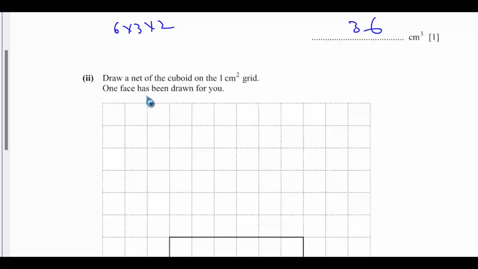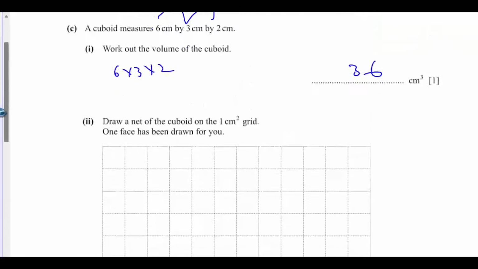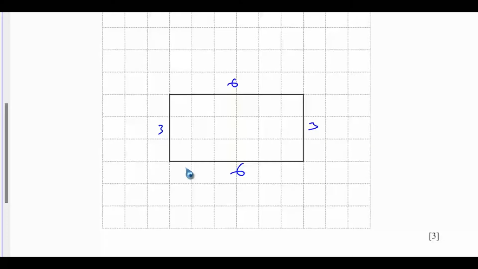Draw a net of the cuboid on the 1 centimeter squared grid. One face has been drawn for you. So if you look at it here, this is what you have. I can label this as, let's say, this is 6, this is 3, this is 3, this is 6. You can take any dimension that will fit in here, so there's no specific one. So for me, I have 3 here, 3 here, 6 here, 6 here. So I can easily draw more up.